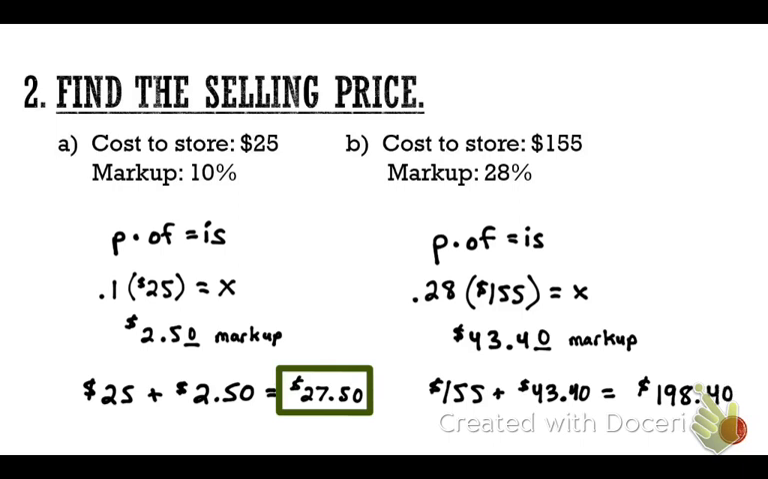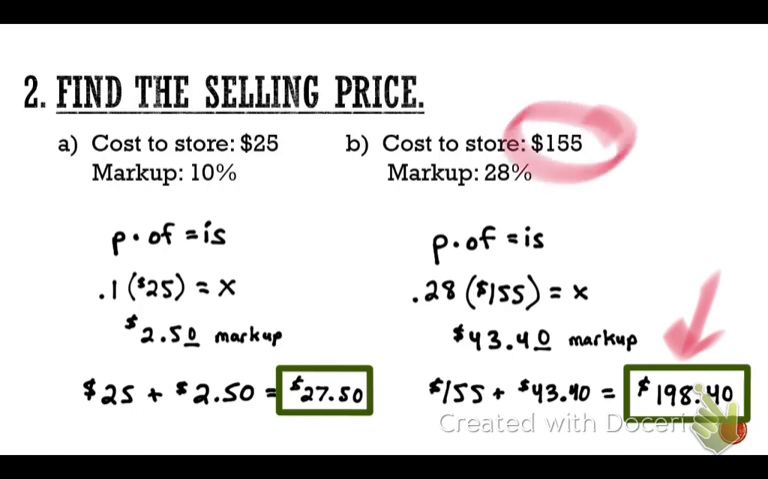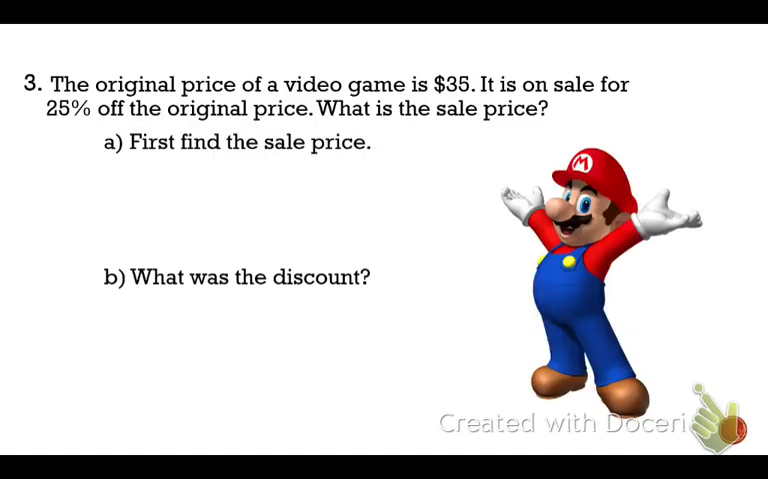That is correct. So when I go in to Target, I just see this price right here. I have no idea that this is what Target paid. Instead, they just say, all right, we're selling it to you for $198.40. And that's how you find the selling price of a markup. All right, let's move on to the next one.